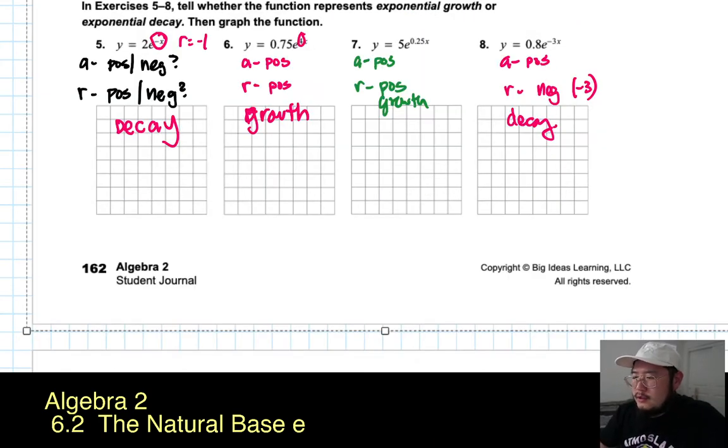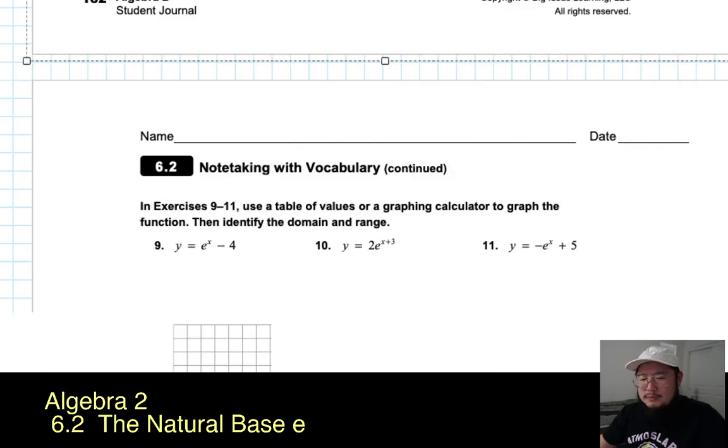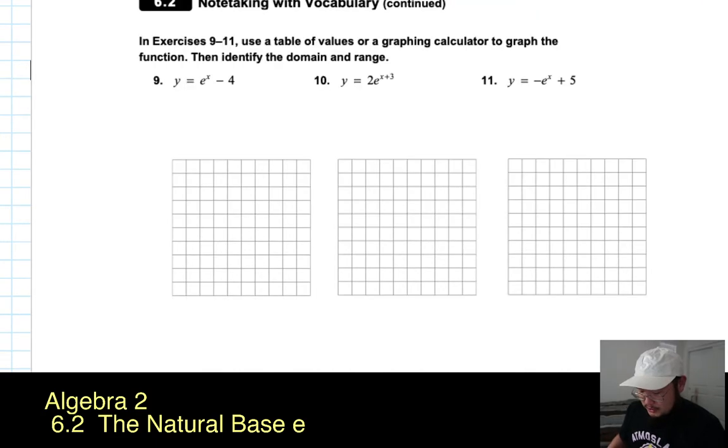So we're going to use a table or a graphing calculator to graph the function. You should be able to do this without a graphing calculator. All right. That is the whole idea behind what we're taking a look at right here in number 9. So, how do we do it? Should be pretty straightforward.